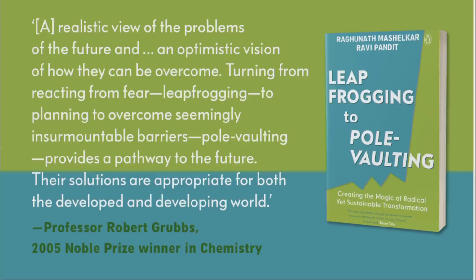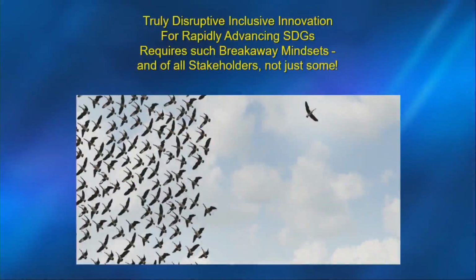And he emphasizes that their solutions are appropriate for developed as well as developing world, because we both need that. Income inequalities is not just the developing world problem, it's a developed world problem too. How do you create access equality despite income inequality? And for doing all that, of course, this is my last slide. You can see the flock of birds that are flying together, but then one of them had the guts to break away and think about the way of doing things.